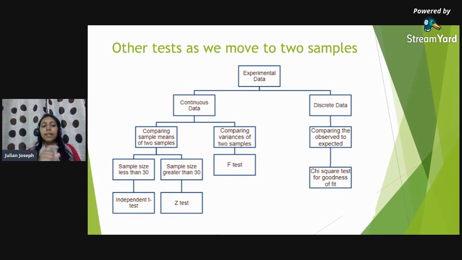If you are comparing the means, you again have two options. If the sample size is less than 30, you can have an independent t-test, or if the sample is greater than 30, you can do a z-test. This is a norm that is usually followed. If your data is qualitative, that is you have discrete data, you can do a chi-square test that is based on the observed compared with the expected.